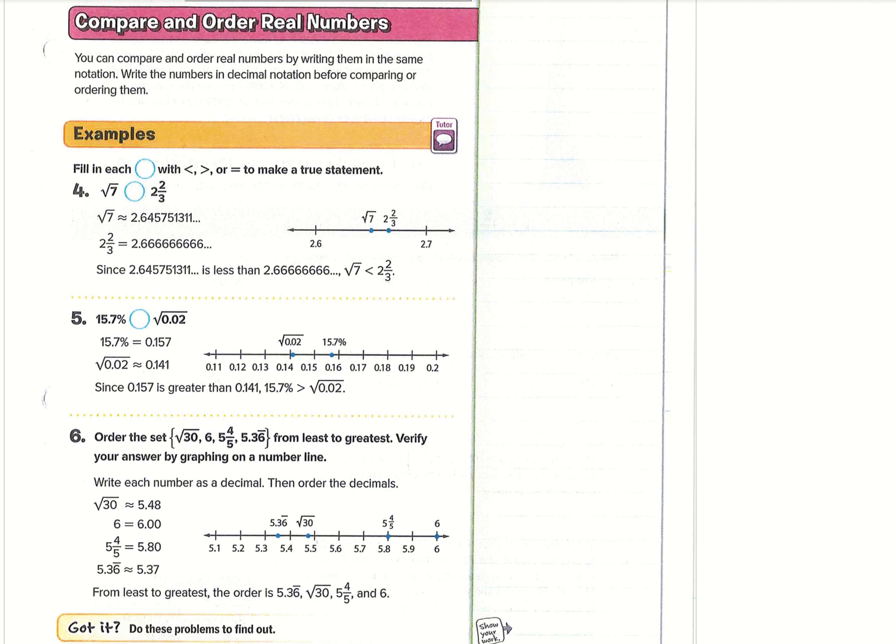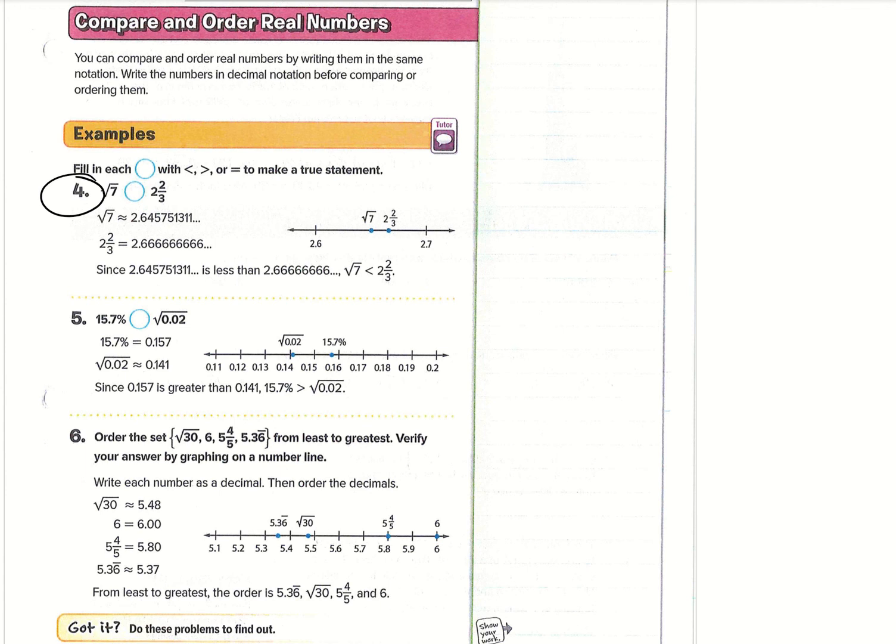Compare and order real numbers. Basically, you're looking at different numbers written in different notations and comparing them. The way you compare them is by making them all the same form. The easiest way is decimal form. In example 4, they do that with both numbers. They put square root of 7 and 2 2/3 into decimal form. Square root of 7 is approximately 2.6457 on, and 2 2/3 is approximately 2.66 repeated.